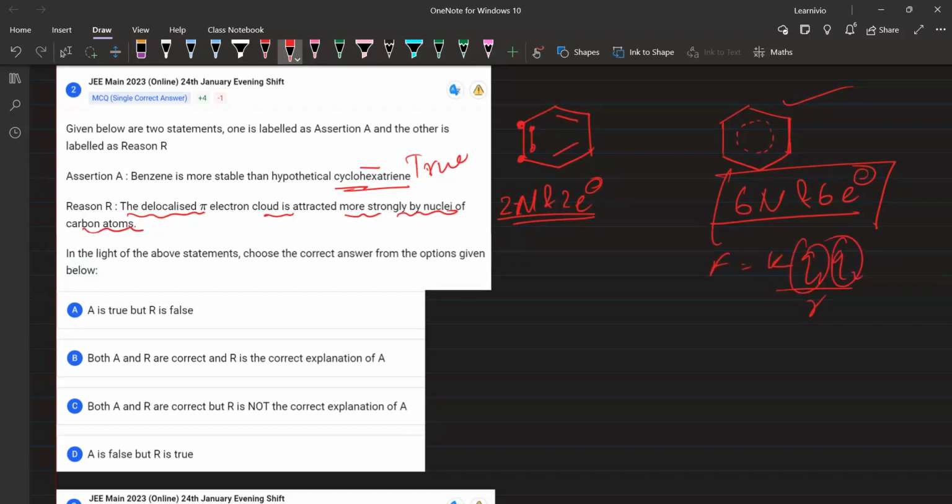Q1 and Q2 are what? Larger. That is why this will have a higher magnitude. So we'll say that assertion and reason both are true, and R is the correct explanation of the assertion. Okay, so option B will be correct.